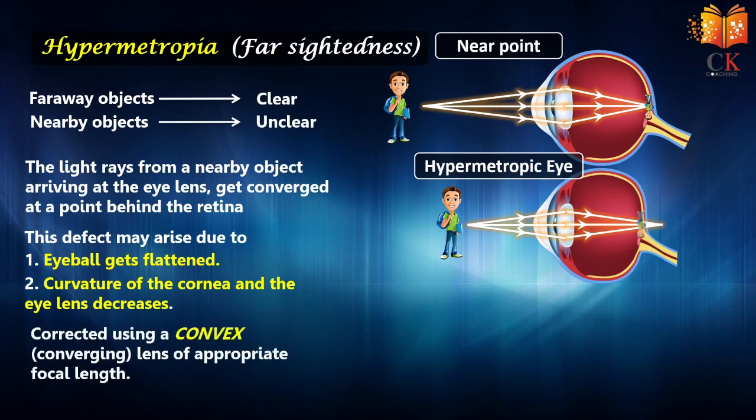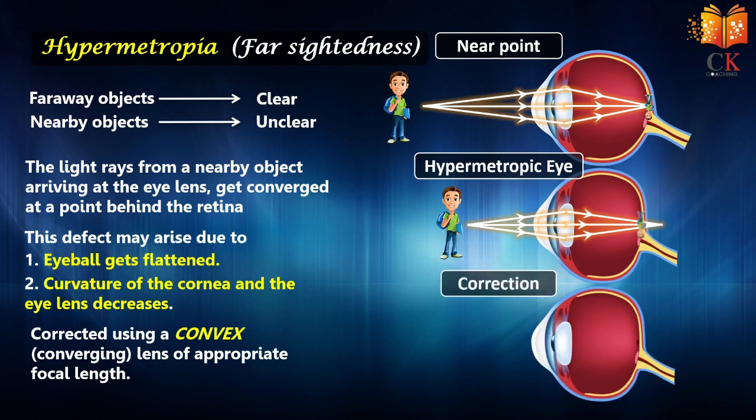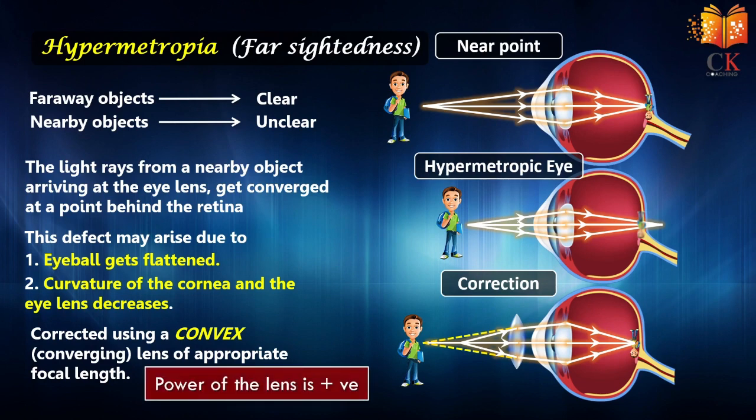So this is how the convex lens will correct the defect, and this is how the lens and the ray diagram will look. We also have to practice this ray diagram, and the key point is that the power of the lens used for the correction of hypermetropia is positive in nature, the reason being it is a convex lens. So in this part of the video I am stopping at hypermetropia. In the next lecture I'll cover the other part.